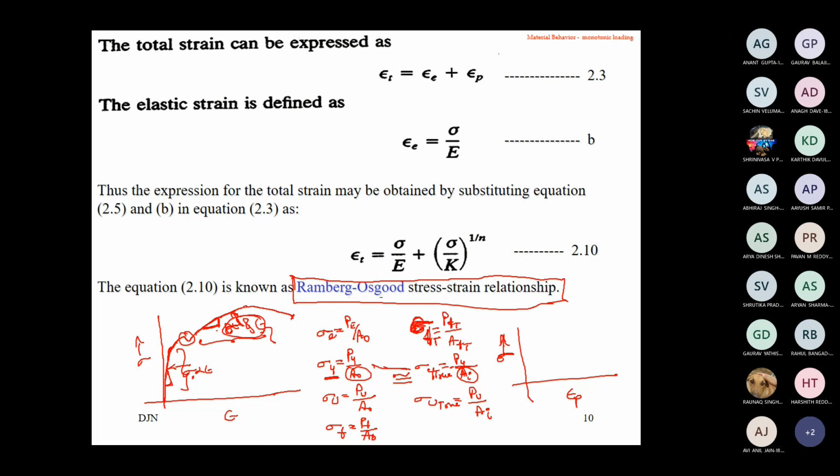Because if you release at any point from here, it will come back along the elastic path, and you can clearly obtain the plastic portion and the recovered portion, how much has been recovered, epsilon E. This total here is the total strain. So the elastic part and plastic part differentiation is possible. The graph you have to plot is for the plastic strain.